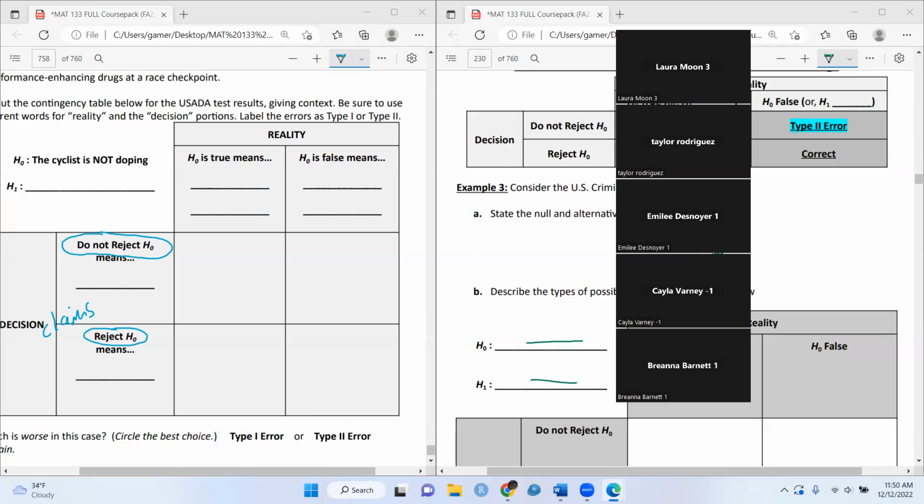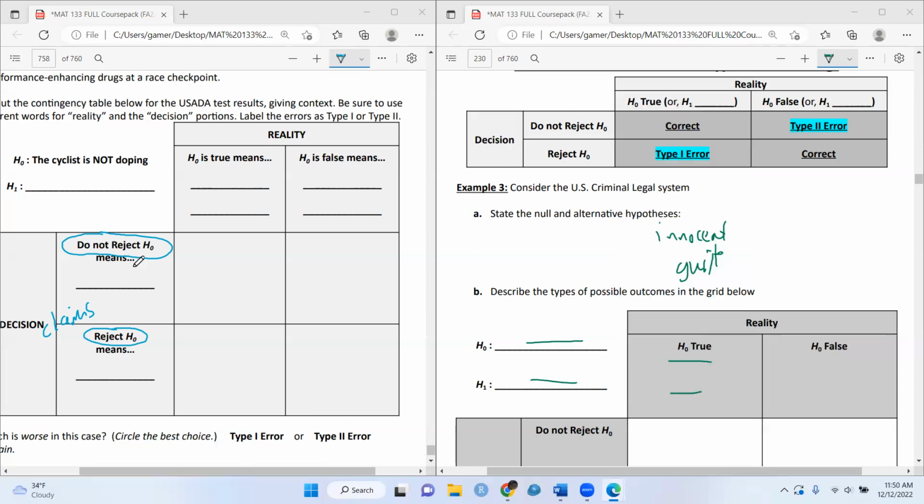Let's see, Kayla. Is that a correct decision? Let me think. Well, there's two correct decisions. So there's this one that's correct, and there's this one that's correct. So it depends on what reality is, right?